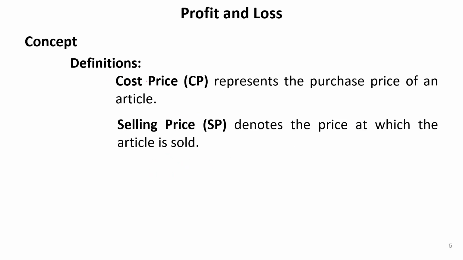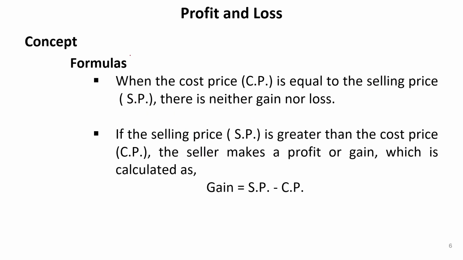Cost price represents the purchase price of an article or item, and selling price denotes the price at which the article is sold. So let's see all the formulas. When the cost price CP is equal to the selling price SP, there is neither gain nor loss, because the selling price minus the cost price will be equal to 0. That is when we say he neither gains nor loses.